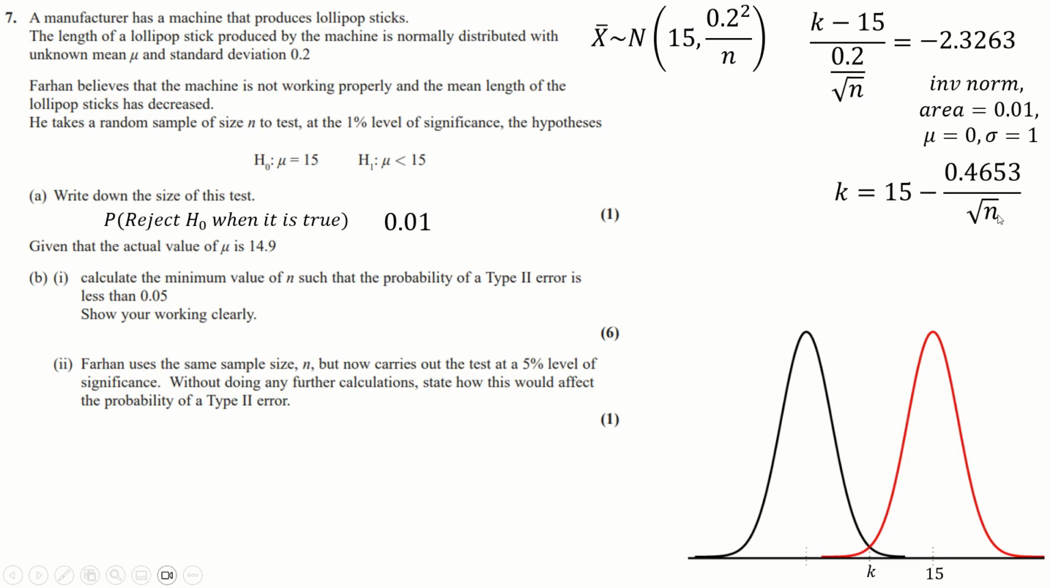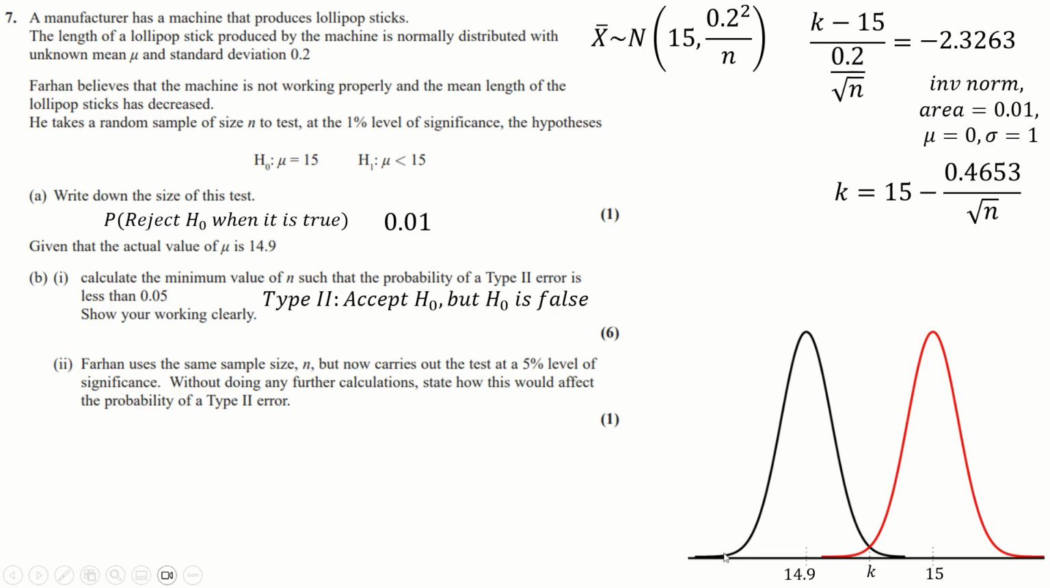We don't know exactly what it is because we don't know what n is for this sample, but we'll just leave it there. And now this is where this graph comes in. Because actually what it says is the actual value of mu is 14.9. And that's what this normal distribution is saying, that the mean is actually 14.9. And the probability of a type 2 error, now a type 2 error is accepting H0, but H0 is false.